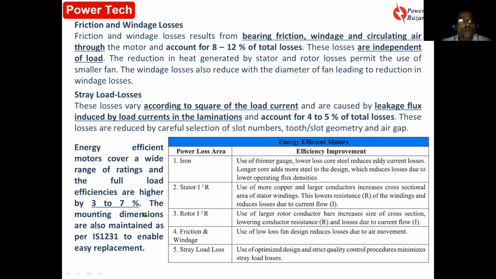So energy efficient motors have a little bit higher efficiency, 3 to 7%. Particularly, we have done some exercise on an i3 motor in which the efficiency is almost 10% higher.